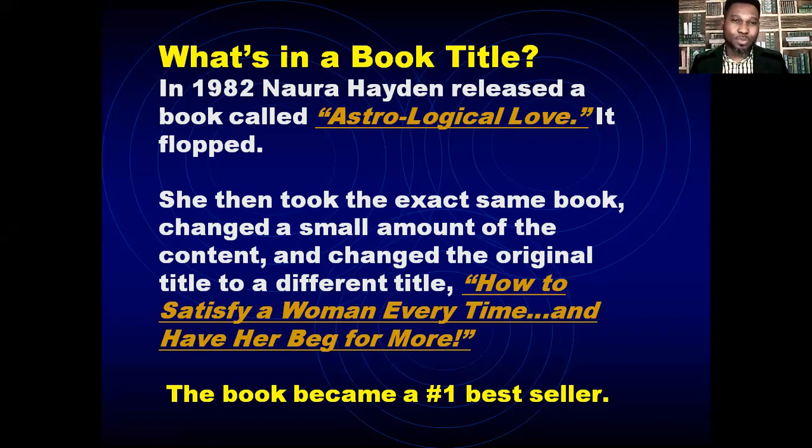So let's get started. In 1982, I'm going to share a story with you. In 1982, Nora Hardin released a book called Astrological Love. What happened to the book? It flopped. It failed big time. And then when she realized that the book had flopped and she couldn't get as much sales as she expected, what did she do? She took the same book, changed a small amount of the content, and then changed the original title to a different title.